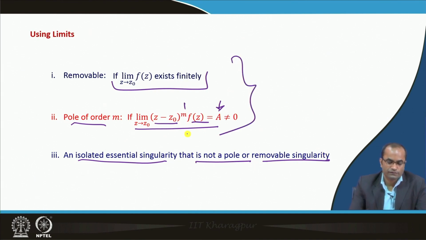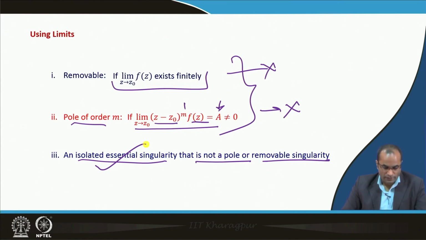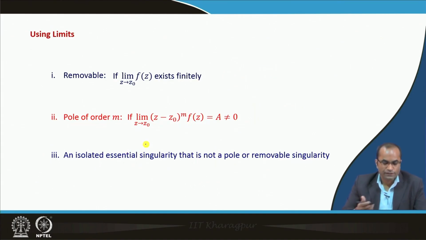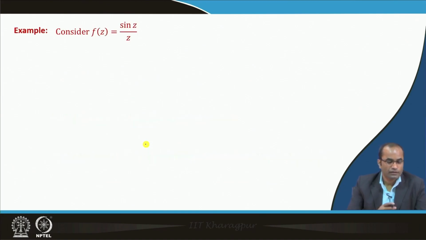Here with the limits, if we see that this is not a removable singularity, this is not a pole, then this is going to be an essential singularity. So, with this classification, now we can go through some of the examples. The one, the sin z over z we discussed.